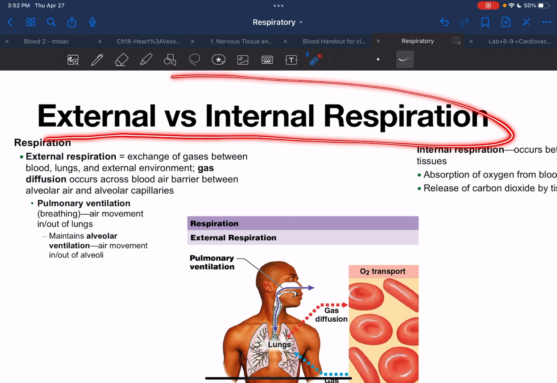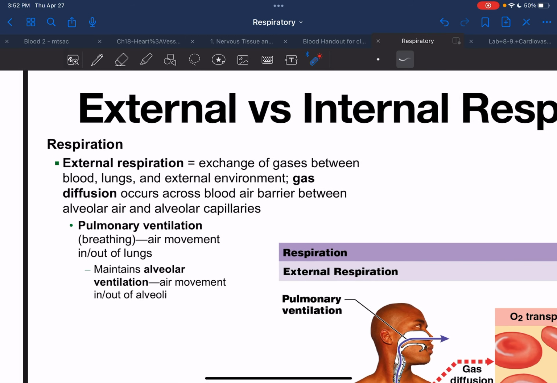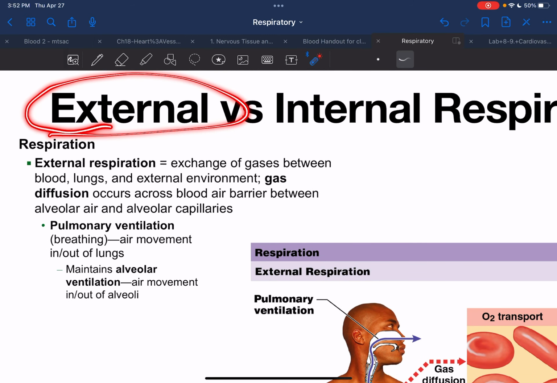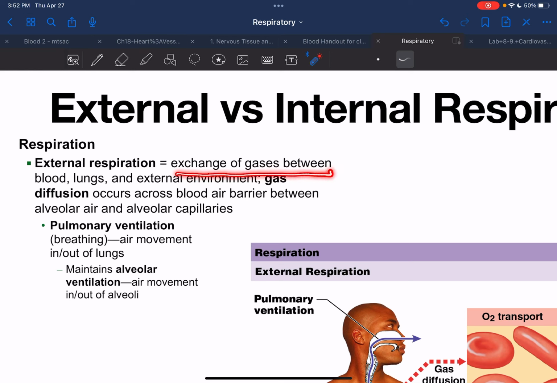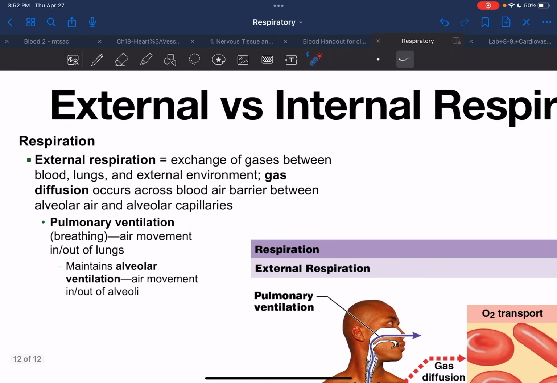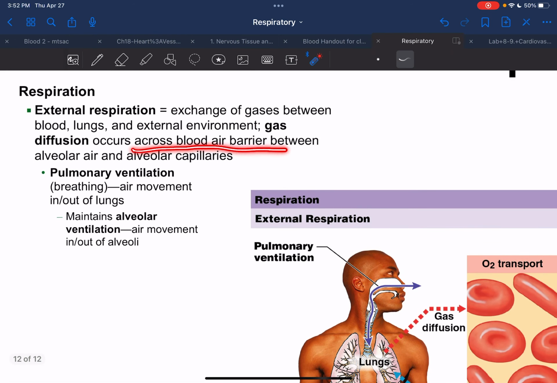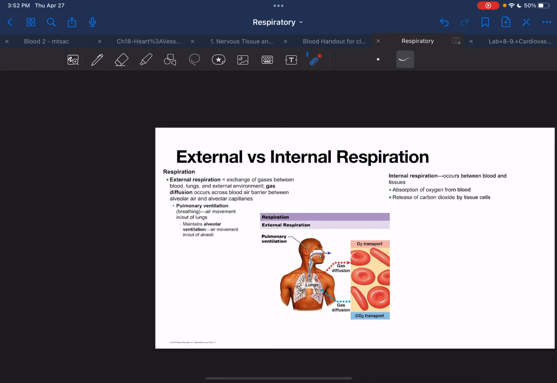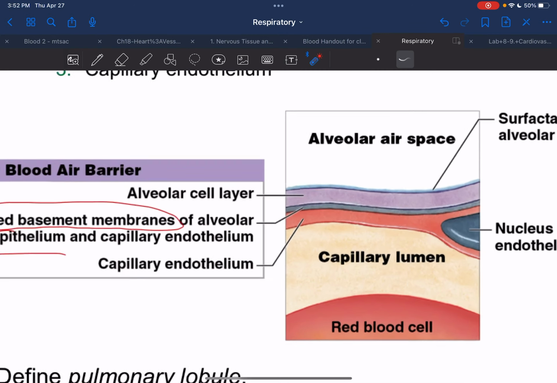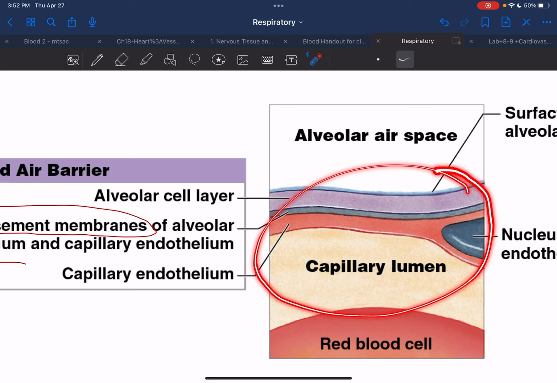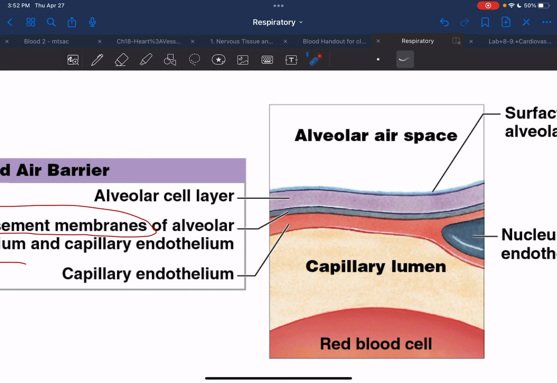External respiration deals with what exactly it sounds like, the external environment. So you can see our definition: exchange of gases between the blood, lungs, and external environment. This gas diffusion occurs across our blood-air barrier that we just discussed, between the alveolar air and the alveolar capillaries. In other words, it's the gas exchange occurring at this site. That's the limit of it.